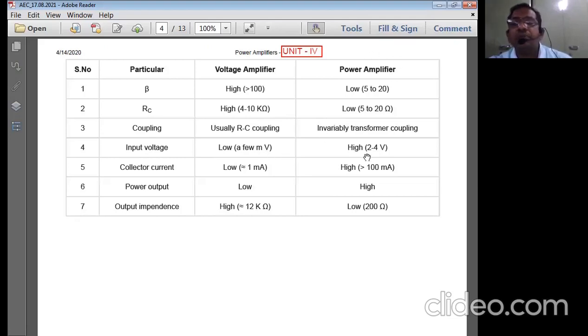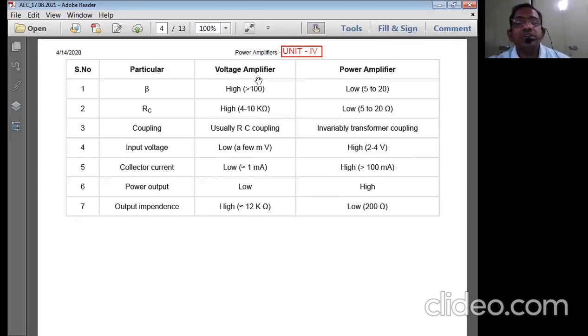What about power amplifier input? 2 to 4 volts or 2 to 5 volts. See the difference here. This is milli. Milli means what? 10 to the power minus 3 is called milli. This is no milli, just 2 to 4 volts. So that means this voltage value is 1000 times greater than the voltage values at the input of the power amplifier. So this is the greatest difference here.